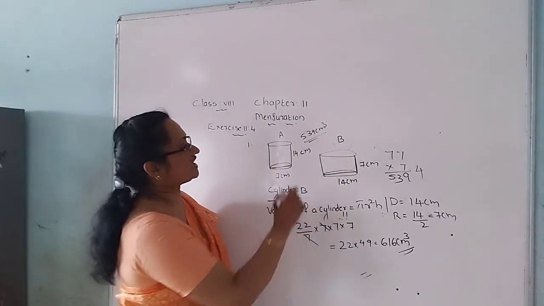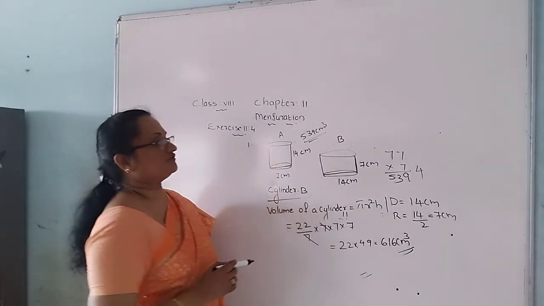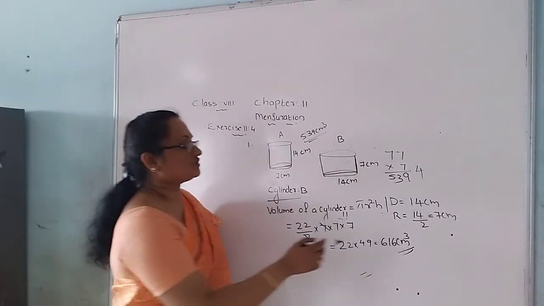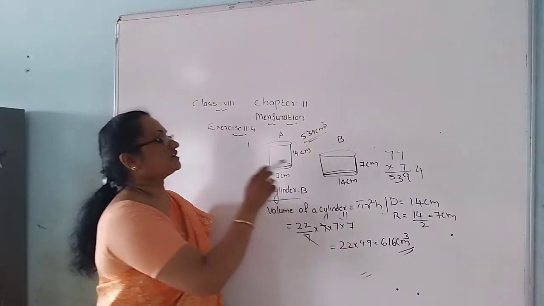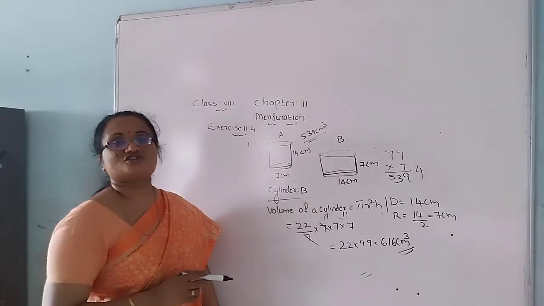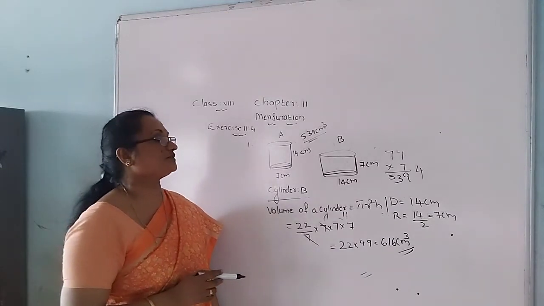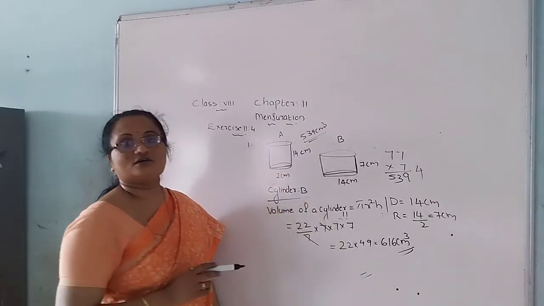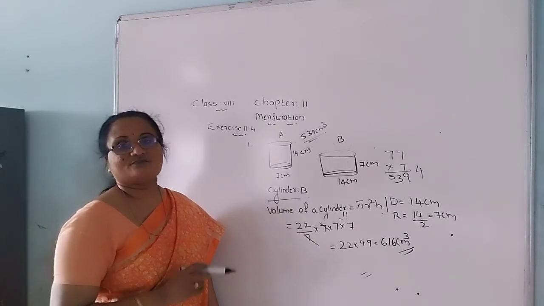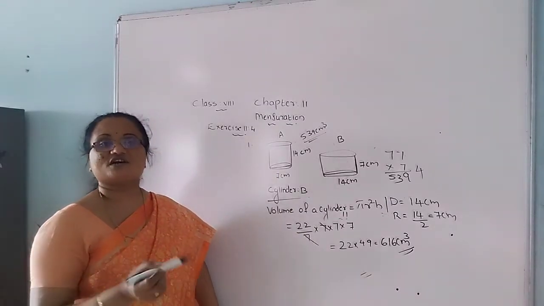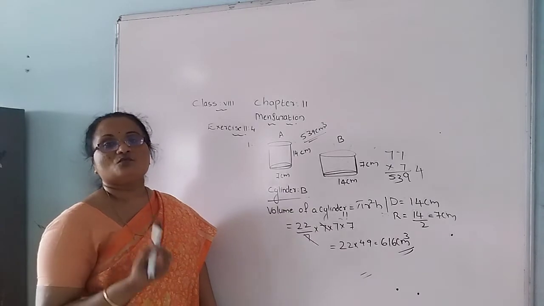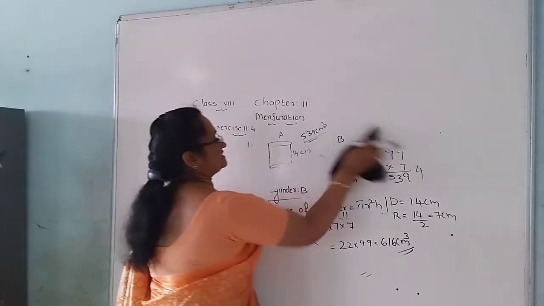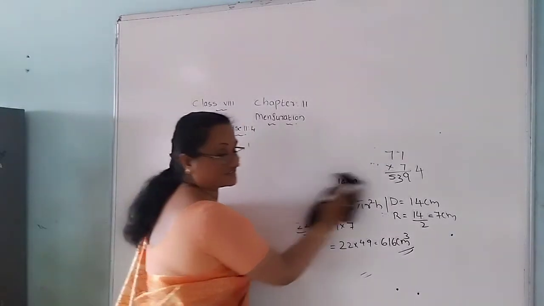Then which value is more, vessel A or vessel B? Here vessel B's volume is greater. That's why we can say vessel B, or cylinder B, has more volume. That is the meaning of this question: find out which vessel has more volume. Then next we go to the second question.